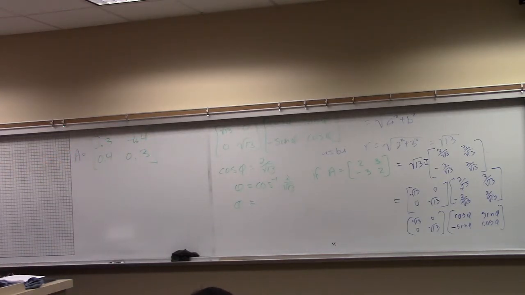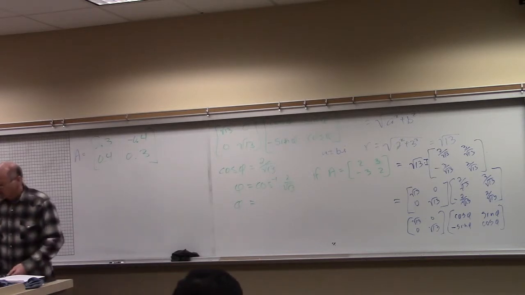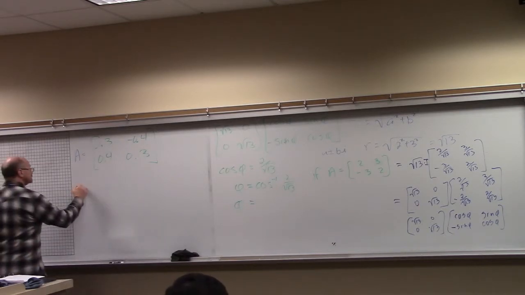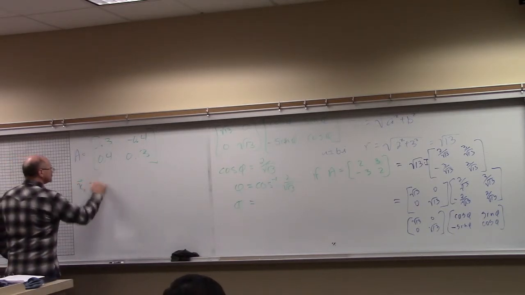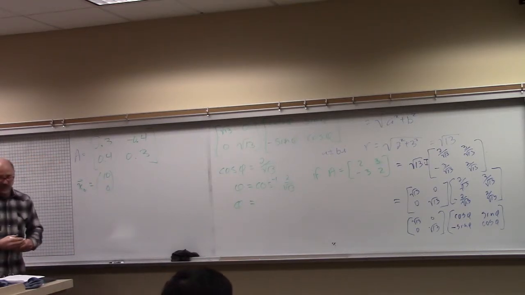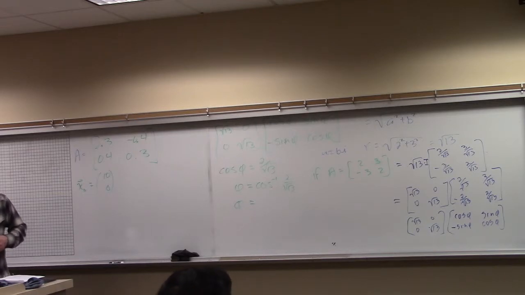We could do the same thing here. We could plug that in. Now it says take x of 0 equals 10, 0. So if x of 0 is equal to 10, 0, we could plug that in. We might want to review that. You guys remember how to do that quickly on your calculators?